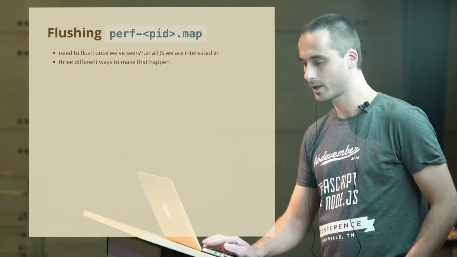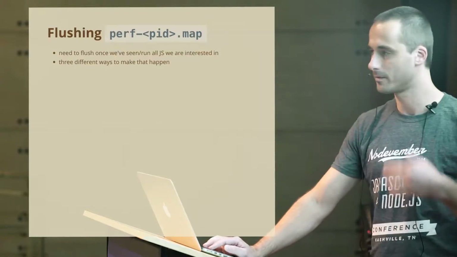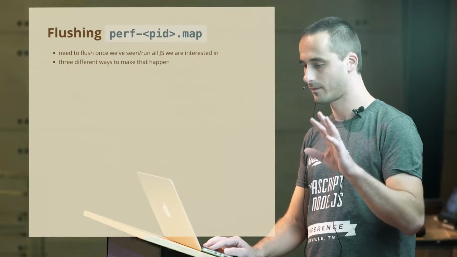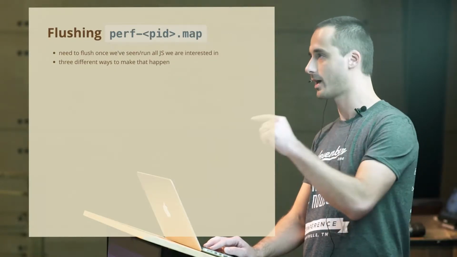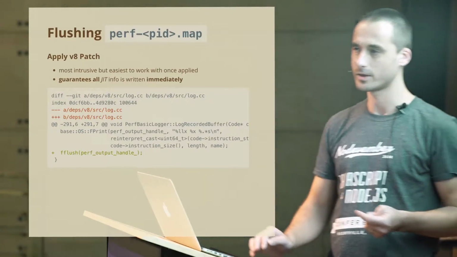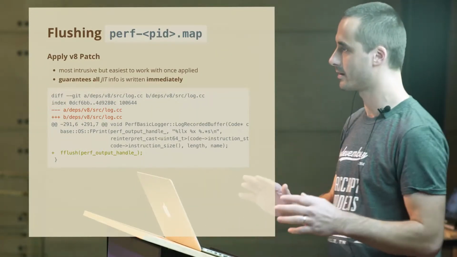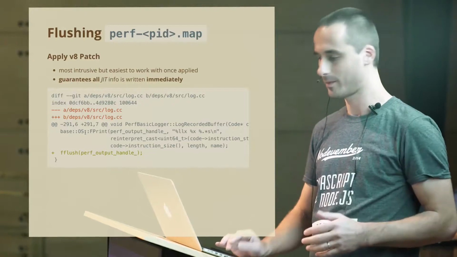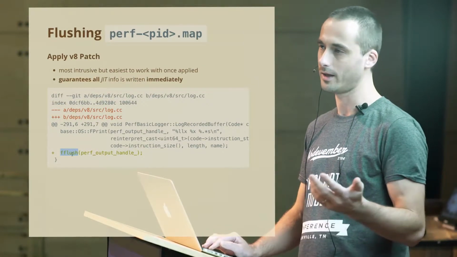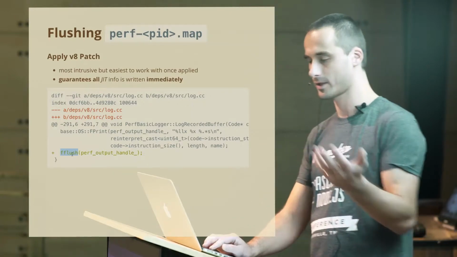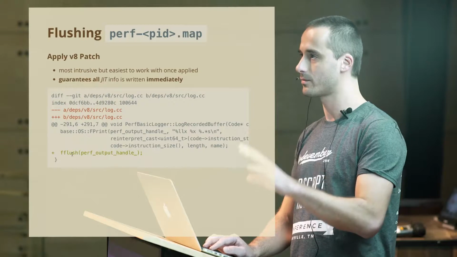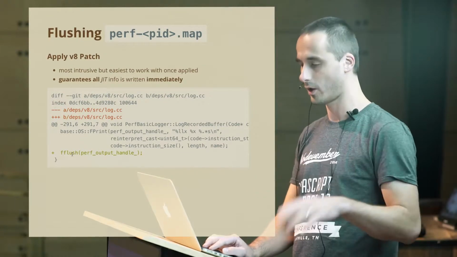So what we can do though is fix that, right? There are 3 different ways we can make this flushing happen, because it needs to happen, because we need that map file. One way is you just patch V8, which I basically did. I didn't have to do anything during the demo, because every time it writes to this map file, I flush the handle, and then the buffer gets flushed to disk, and now I have an updated map file. That's the easiest way when you're working with this a lot.